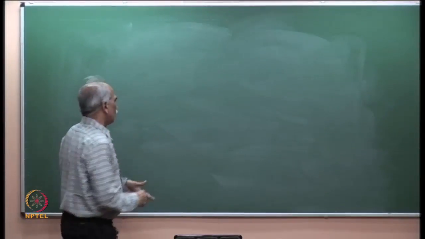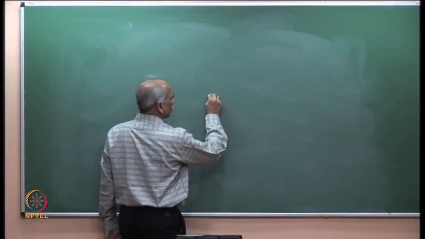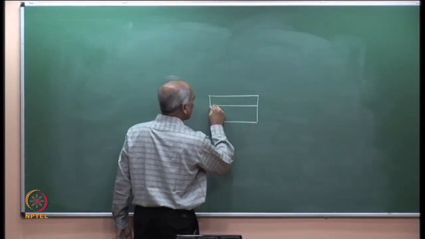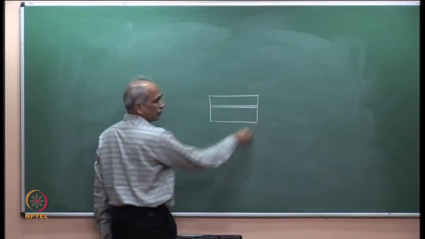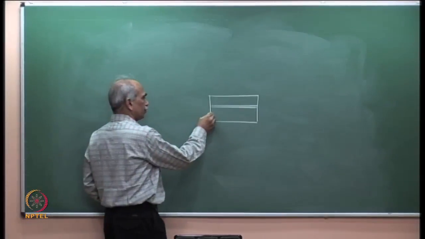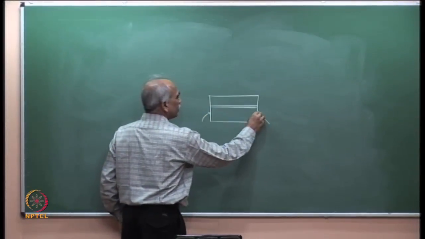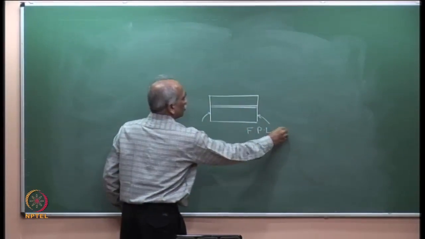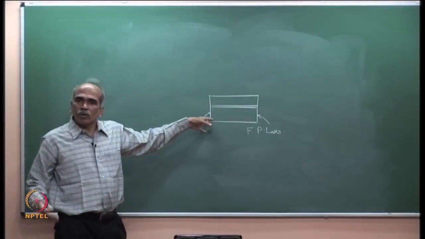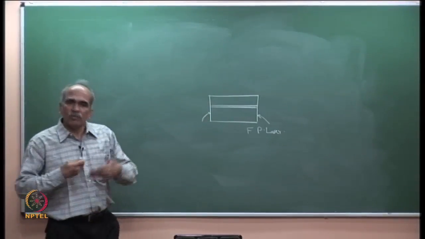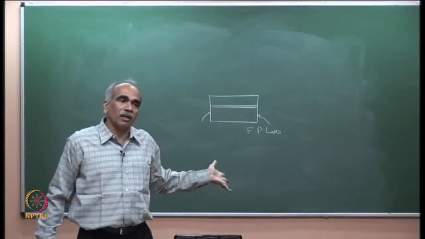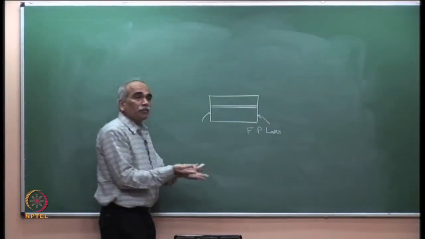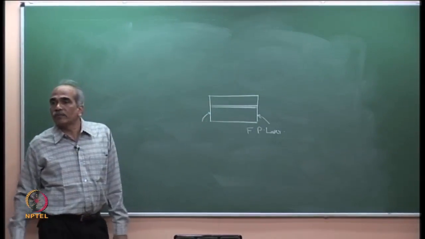Recall the Fabry-Perot laser. The Fabry-Perot laser has reflection coming from the two ends. These are the cleaved facets, and because it is a cleaved facet, it is normally not frequency sensitive. Almost all frequencies will get reflected, because it is basically a mirror. This is a broadband mirror, meaning a mirror which has reflectivity over a wide frequency range.